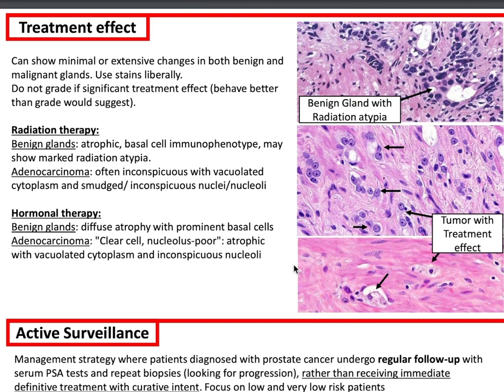And for cancer, it's often inconspicuous with vacuolated cytoplasm and smudged inconspicuous nuclei or nucleoli. As you can see here, this benign gland with radiation atypia and tumor with treatment effect. And hormonal therapy, you'll have benign glands with diffuse atrophy and prominent basal cells. And for cancer, you'll have this clear cell, nucleolus poor, atrophic with vacuolated cytoplasm and inconspicuous nucleoli.